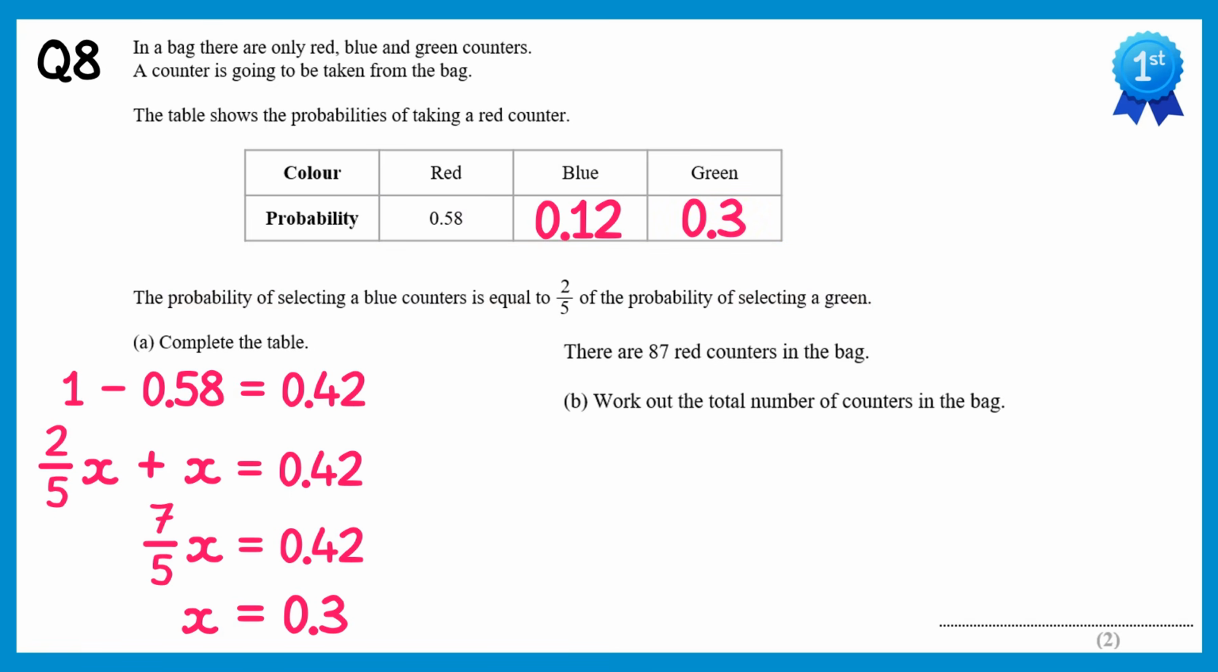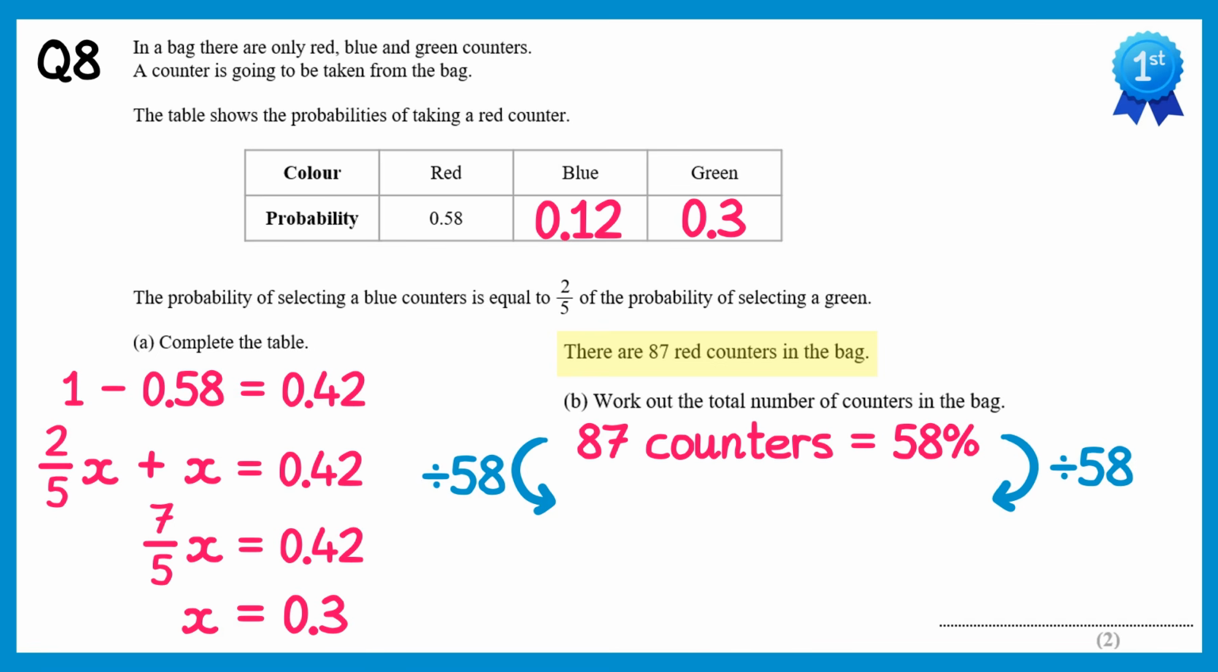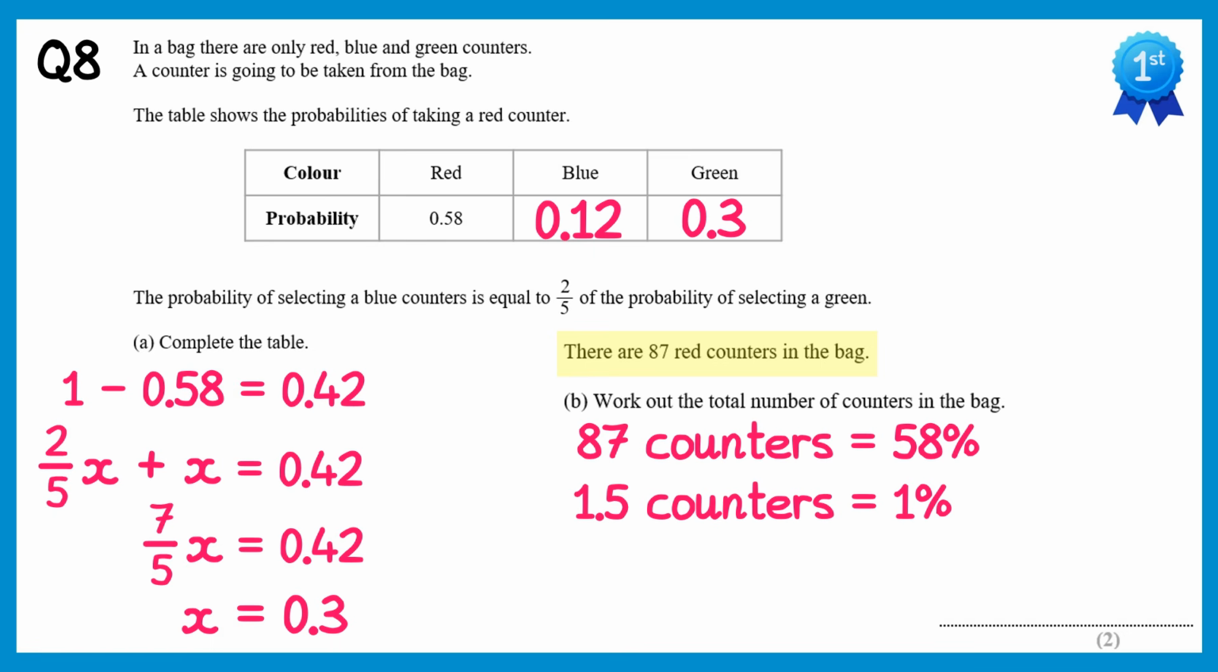For part B of the question, it says there are 87 red counters, and we need to find the total number of counters in the bag. So we know the probability of selecting a red counter, that's 0.58, or 58%, so these 87 counters represent 58%. Now we want to know all of the counters in the bag, you could think of that as 100%. So if we divide both sides of this by 58, we'll go down to 1%. Divide 87 by 58, you get 1.5, and that's 1%.